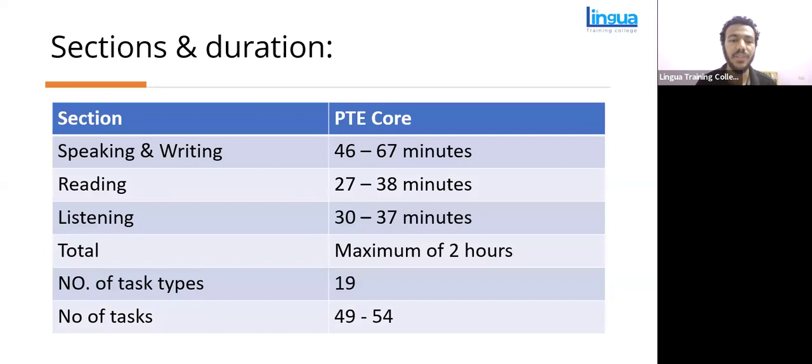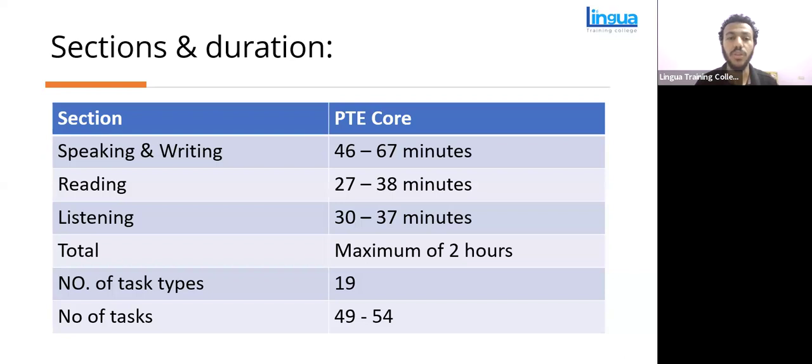The first part, which is speaking and writing, takes the largest part of the test. It's the longest one, and it takes around an hour, 46 minutes to 67 minutes. That's for speaking and writing. Then it goes around half an hour for the next 2 sections, reading and listening. In total, no one will exceed 2 hours while doing the test. It varies from one person to another according to the questions.